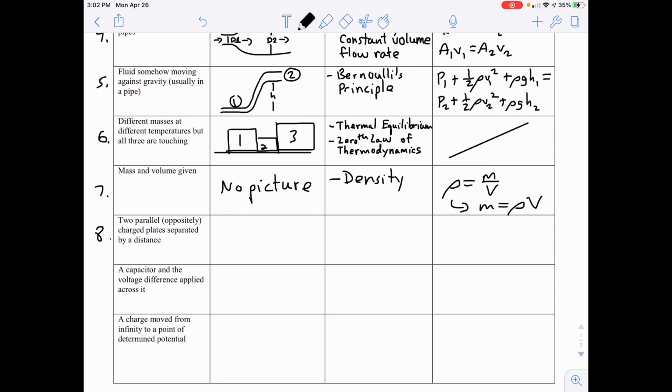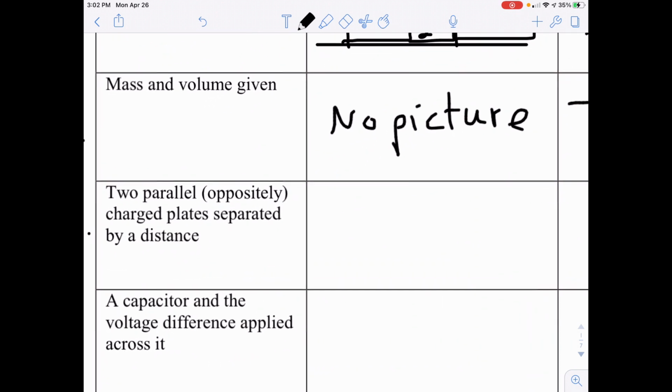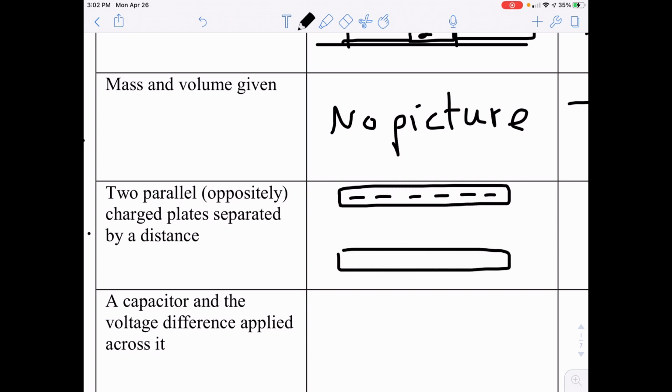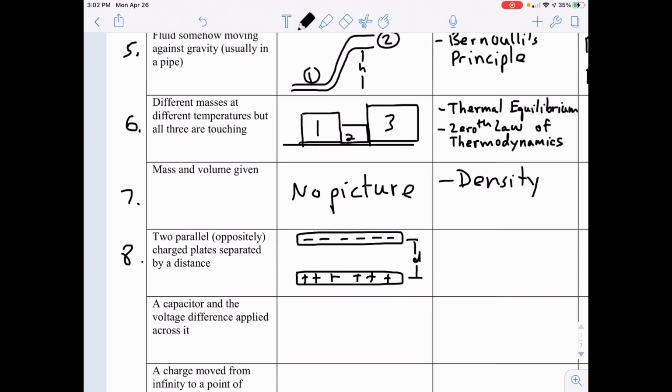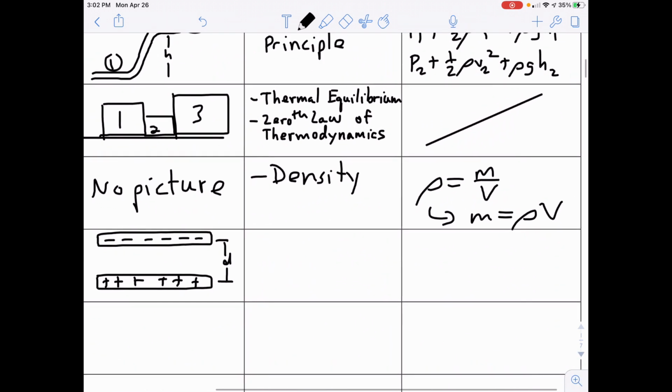Now in number 8, what if we have a situation where we have two oppositely charged plates separated by a distance? So let's draw a negatively charged plate and a positively charged plate, separated by some distance d. This could be a variety of different formulas and a variety of different concepts. Number 1, this could be an electric field problem. Electric field between parallel plates, that is.